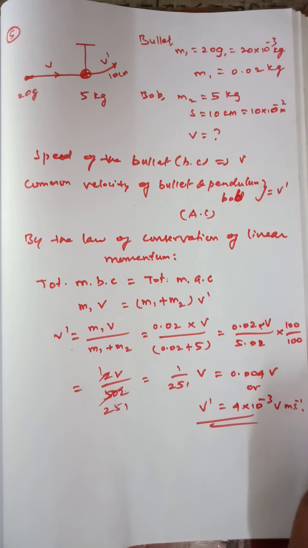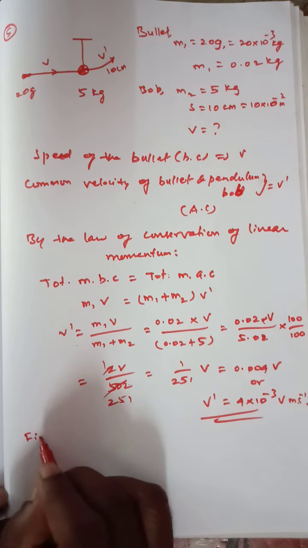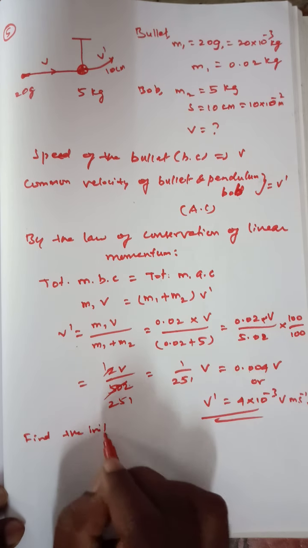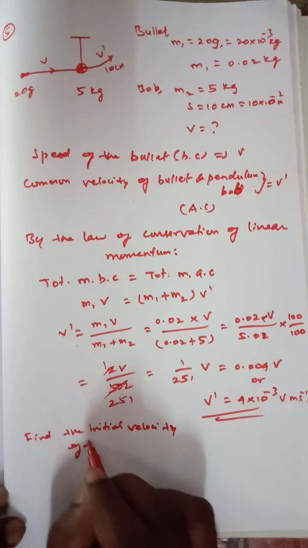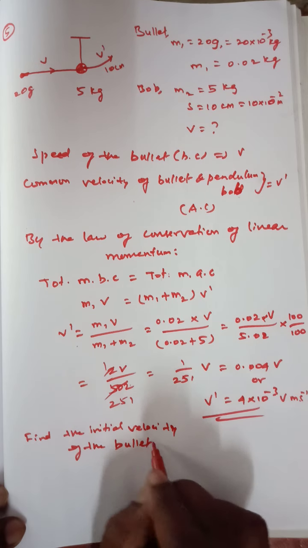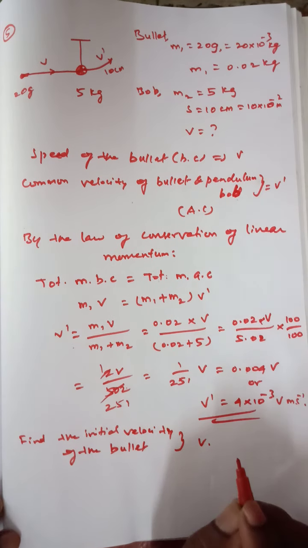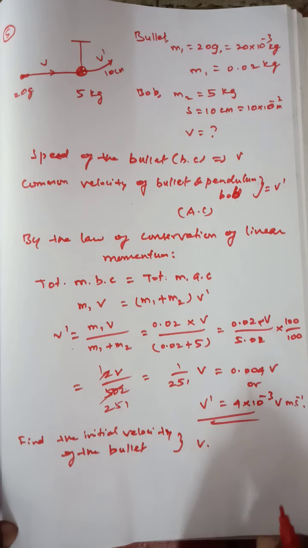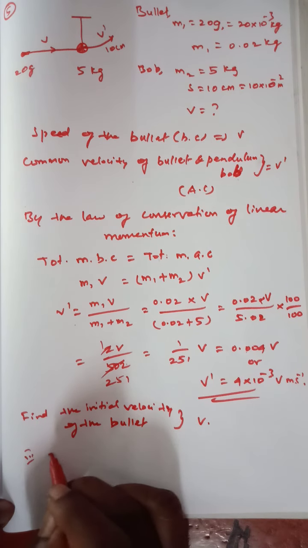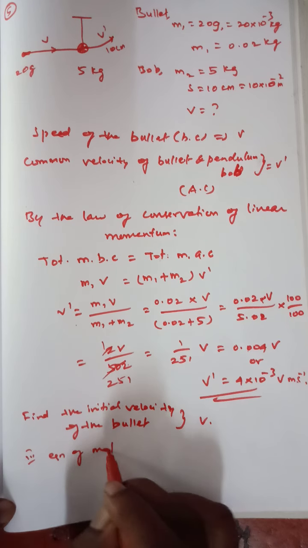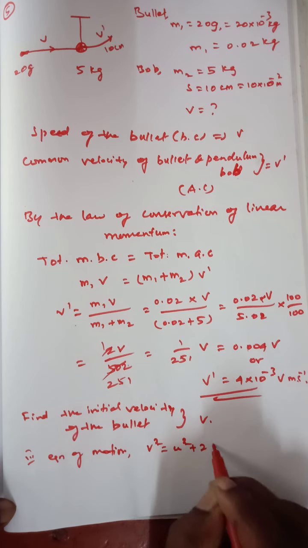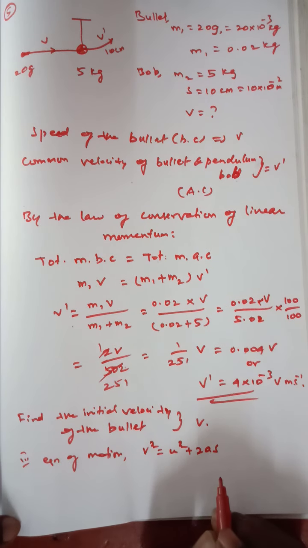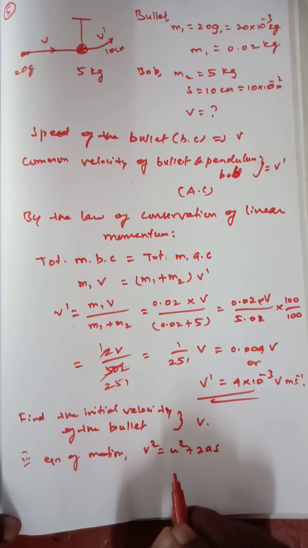So find the initial velocity of the bullet, that is v. From the third equation of motion, v square is equal to u square plus 2as. Here the initial velocity is 0, so u becomes 0.